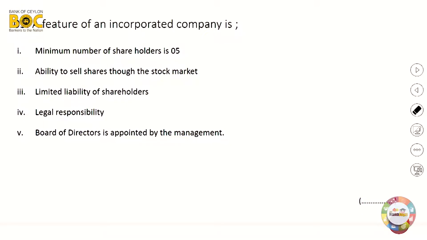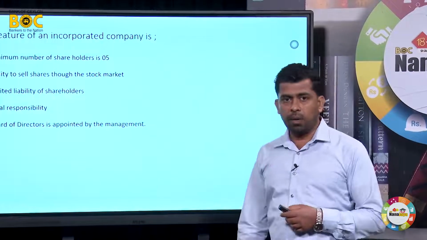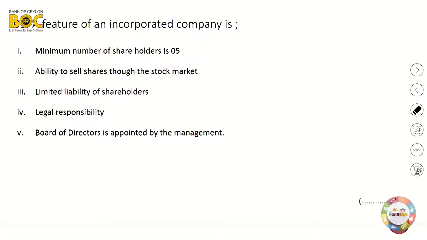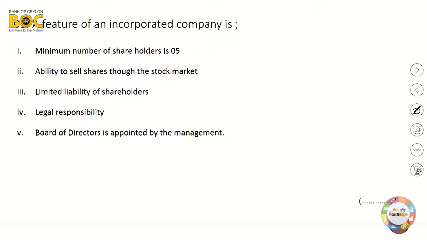Board of Directors is appointed by the management. Board of Directors is appointed by the shareholders at the annual general meeting. So the correct and the most appropriate answer is the fourth option. This one.